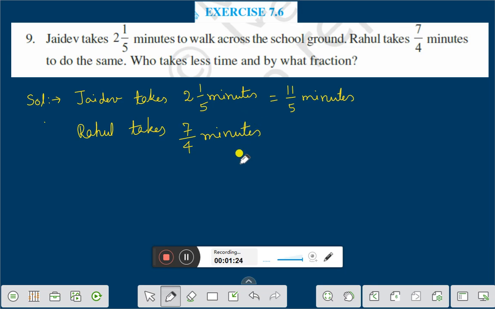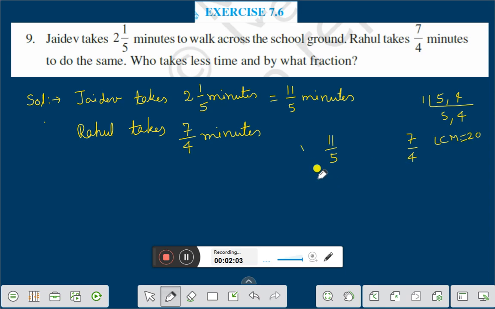Now, first of all, you have to find which fraction is greater. One is 11 by 5 minutes and another is 7 by 4 minutes. First of all, you have to find the LCM of 5 and 4. This is 5, this is 4. It will divide by 1 only. Therefore, LCM is 20.